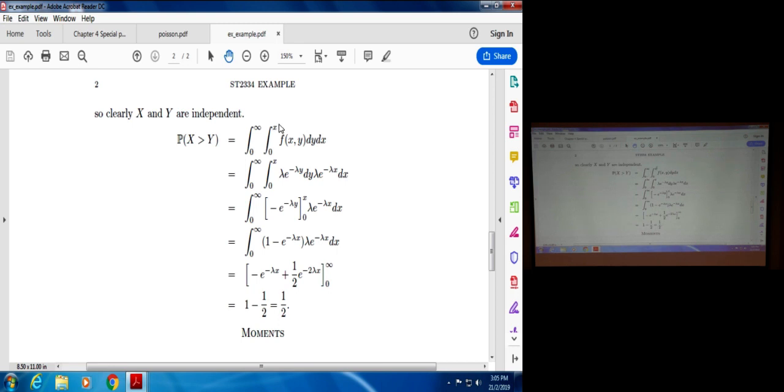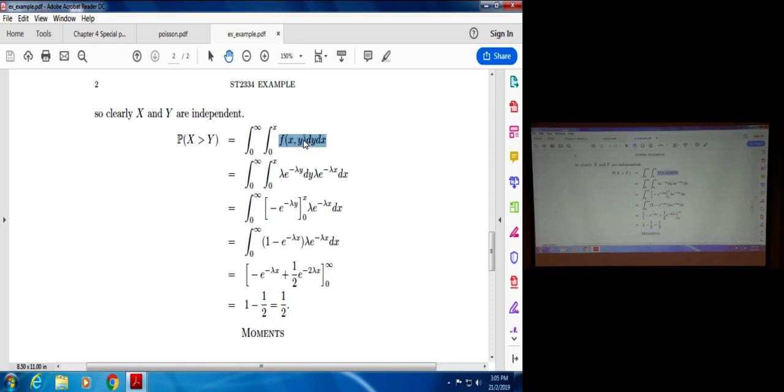Here I'm integrating y first and then x. If I go x first, what I would do is draw a line parallel to the x-axis, and I would go between y and infinity, and y would go between 0 and infinity. So that's why I've done it this way.